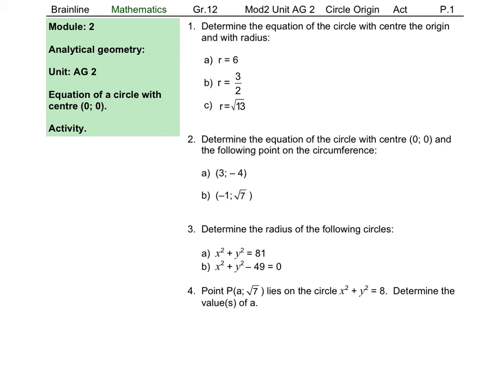In question 4, we are given the point P with an x value a and a y value square root 7. It lies on the circle x squared plus y squared equal to 8. Determine the values of a. So we will simply substitute the x value and the y value and then solve a. You must now first stop the video, complete the activity on your own before you listen to the memorandum discussion.